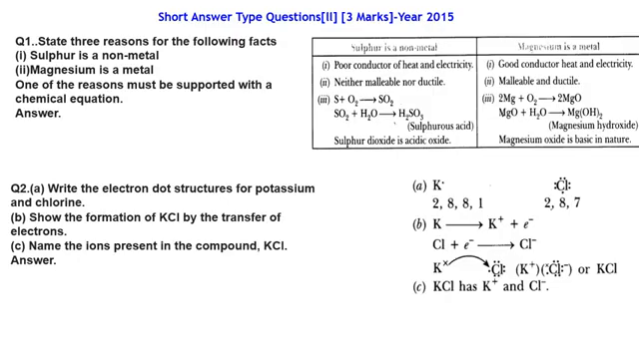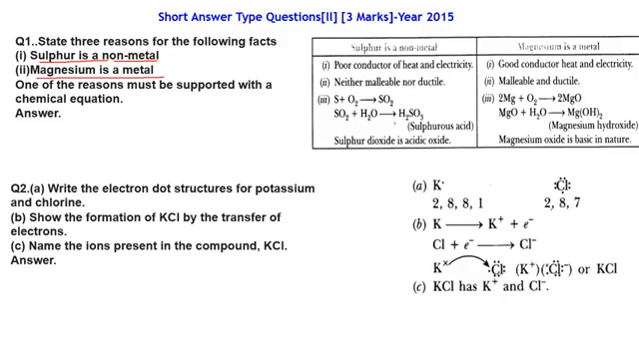Next, these are the short answer type questions. 3-marker question: State 3 reasons for the following facts. Sulfur is a non-metal and magnesium is a metal. So you have to give 3 reasons, right? So how can we give the 3 reasons? We should know the properties of metals and non-metals.